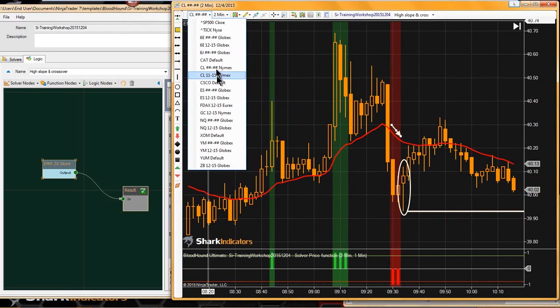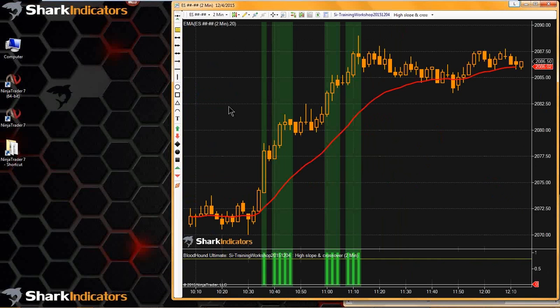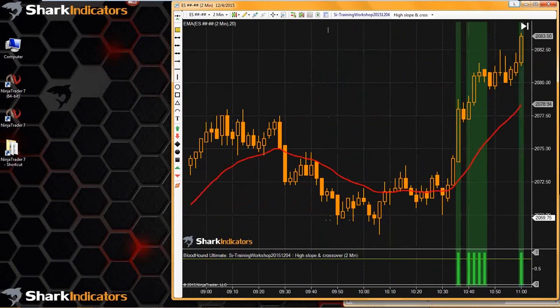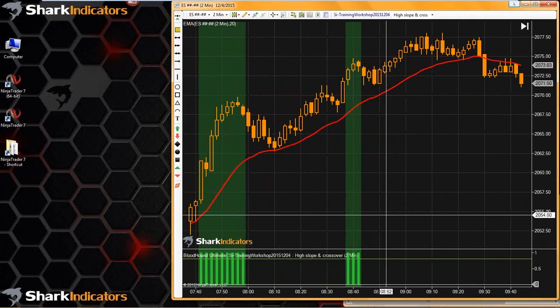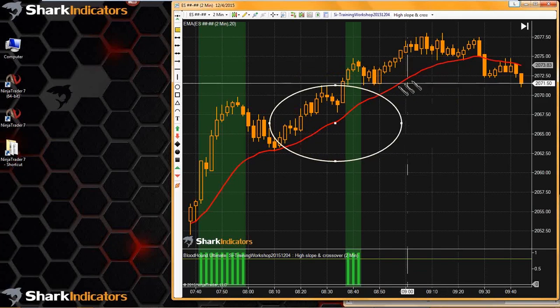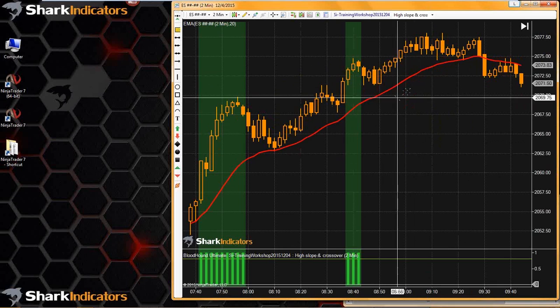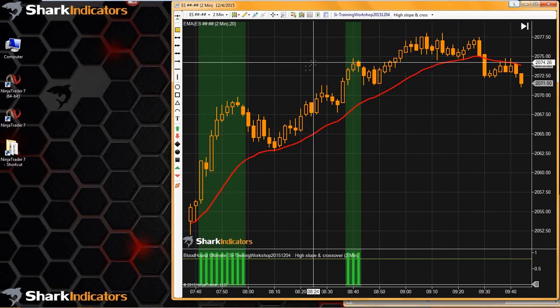Now let's see how that looks on the ES. Let's switch over to the ES. And I guess that works okay on the ES too. Well, I don't know. Obviously this is subjective to what you consider a steep or high slope. To me that slope looks pretty steep. All right, so maybe 2 ticks is a little too much for the ES.